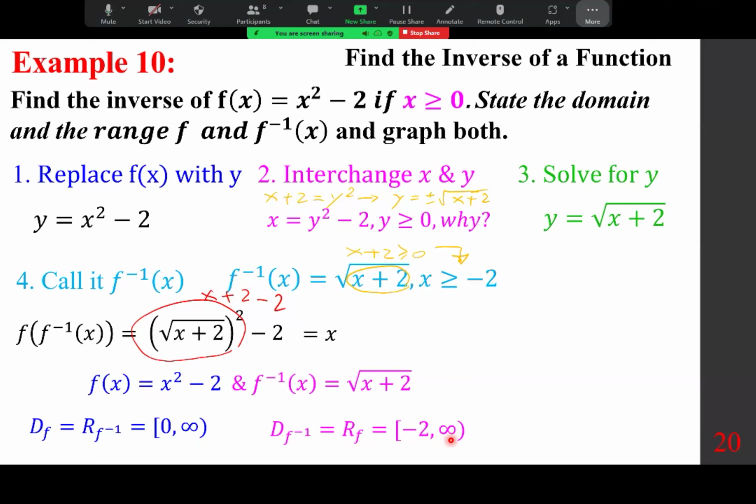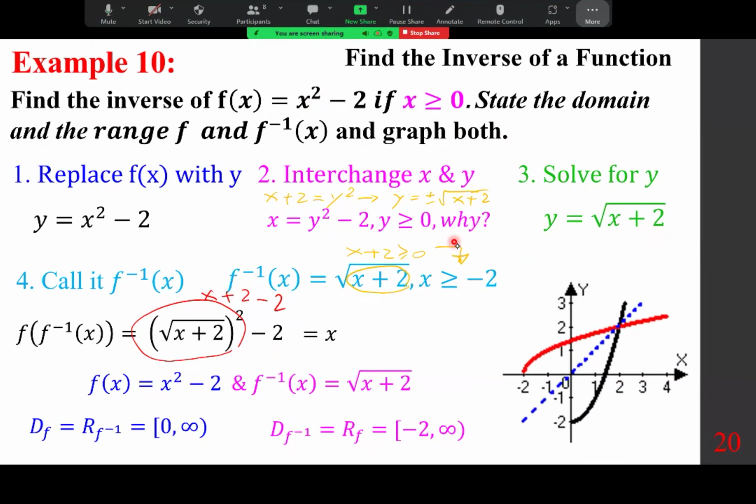Now, if you were to graph it, again, this is y equals x squared shifted down by 2 units. And then we have the right side. And this one is y equals square root of x plus 2, which has been shifted to the left by 2 units. So again, this one, square root of x, shifted to the left by 2 units. And this one, x squared, coming down by 2 units. And just the right hand.